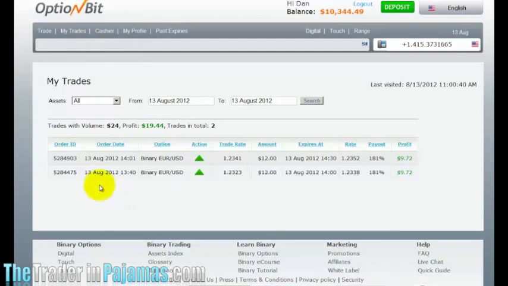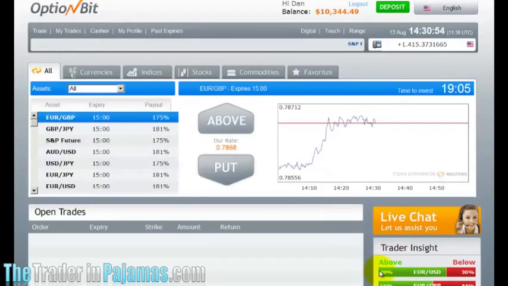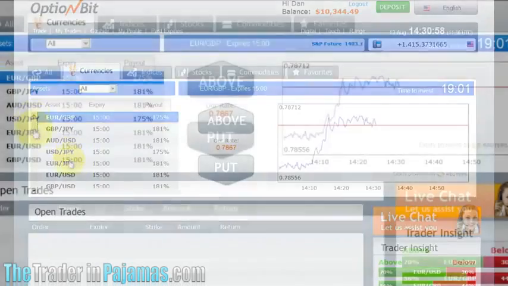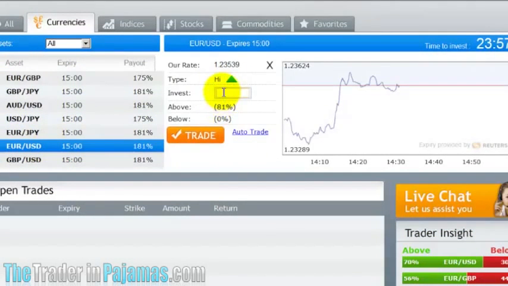I'm going to click on My Trades up here to show you my 2 winning trades, and as you can see, we're in the black with an additional $20. But that doesn't mean we're going to stop. I'm going to go back to the Trade tab. I'm going to look at the Trader Insight chart, select Euro USD, and begin again back at step 1 by entering into another $12 trade.